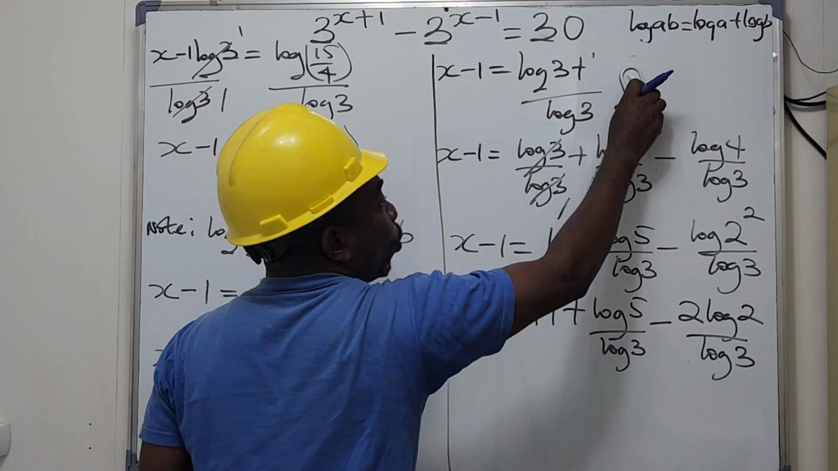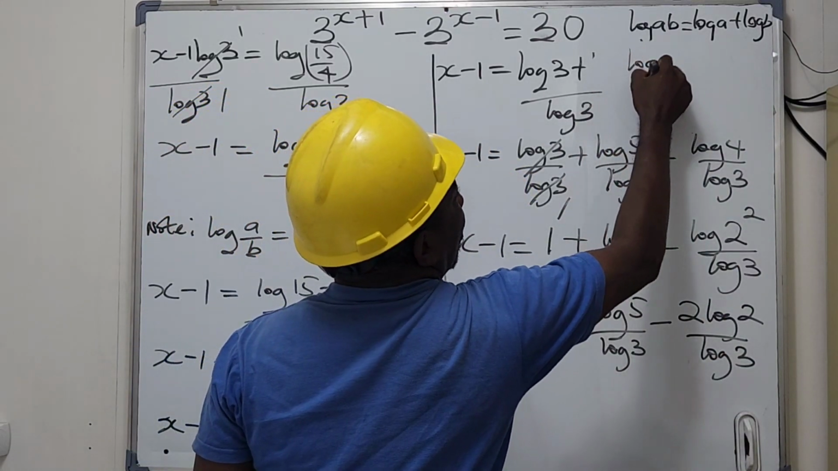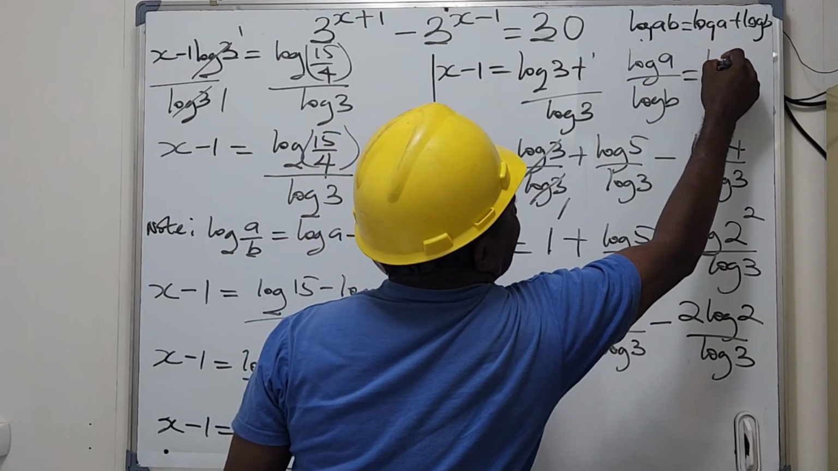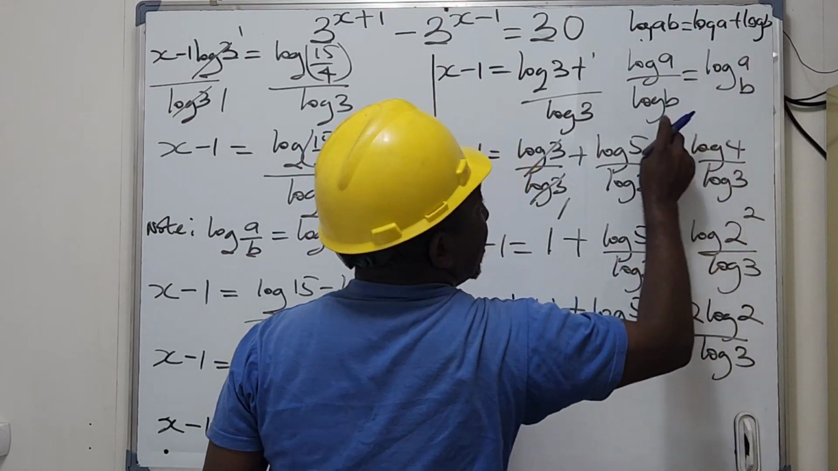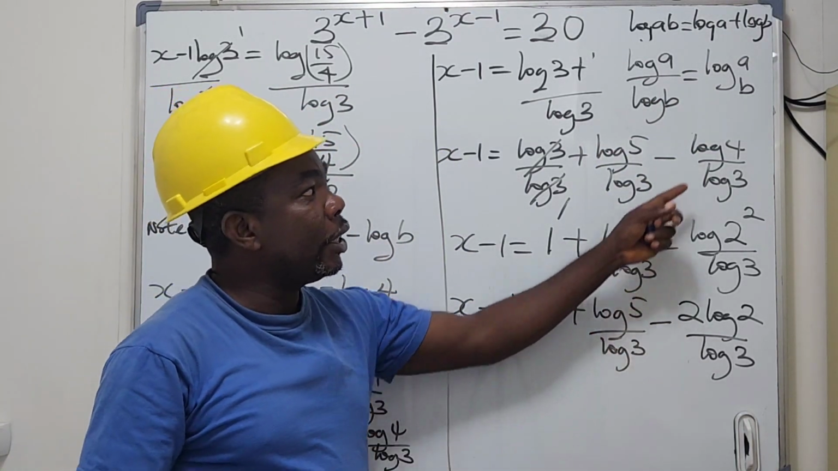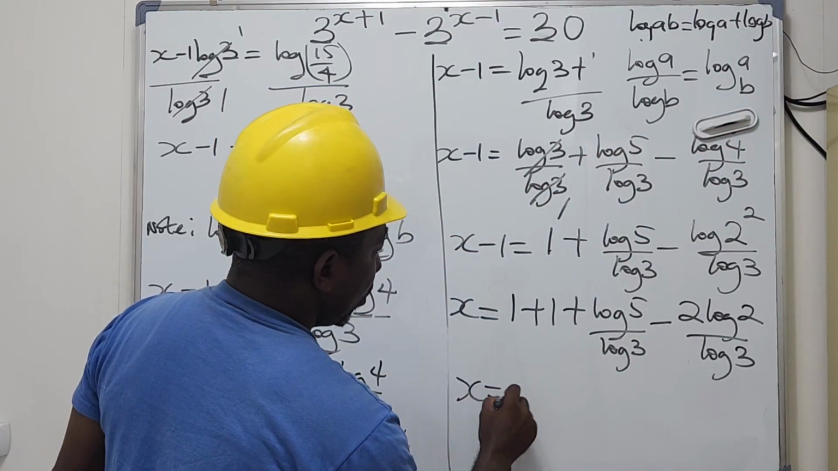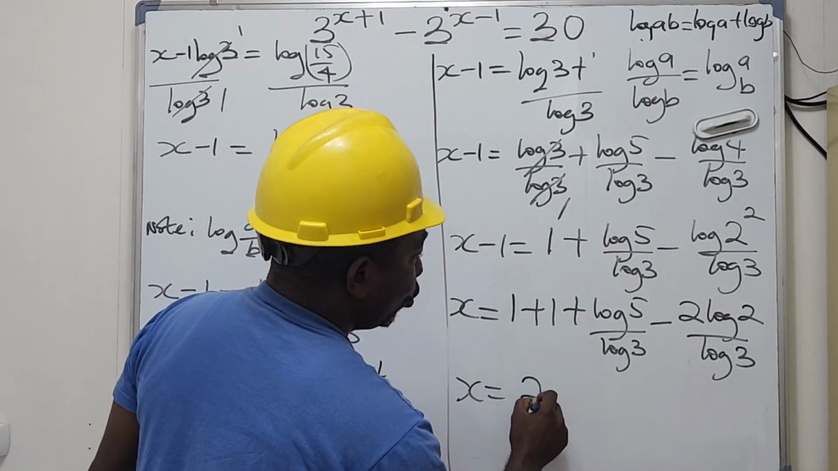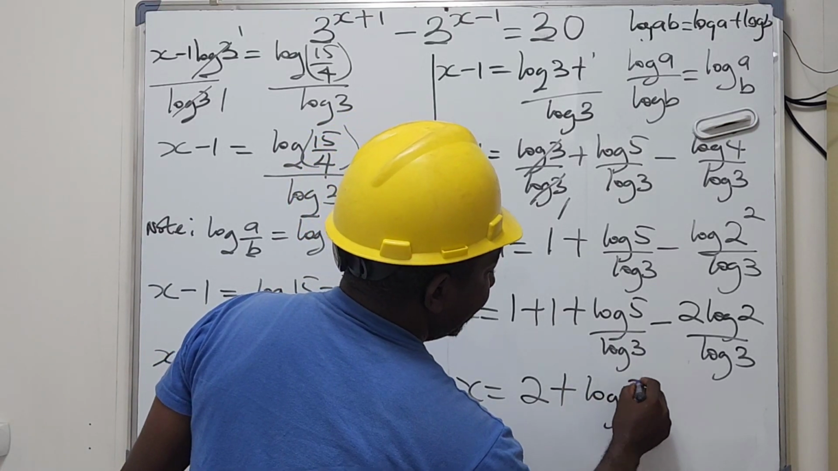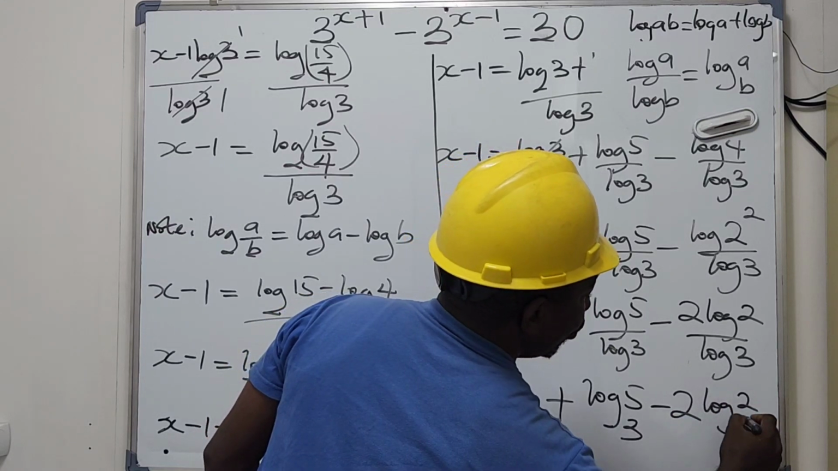Before we do that, we are going to recall one law that says when we have log a all over log b, it is the same thing as log a base b. This is the change of base format. So we are going to change this to this format. So that will give us x equals 1 plus 1 becomes 2, plus we have here log 5 base 3 minus 2 log 2 base 3.